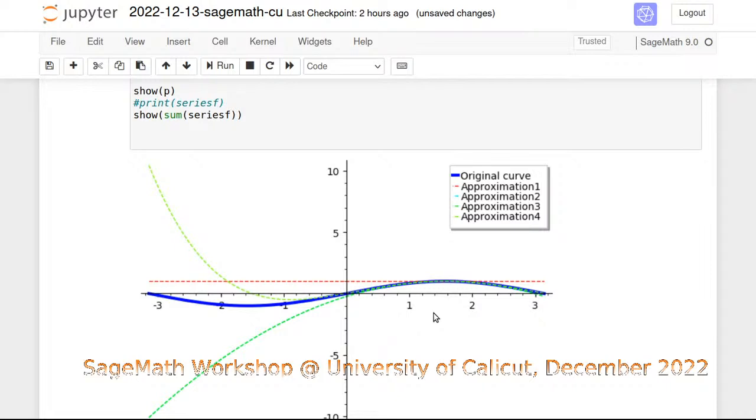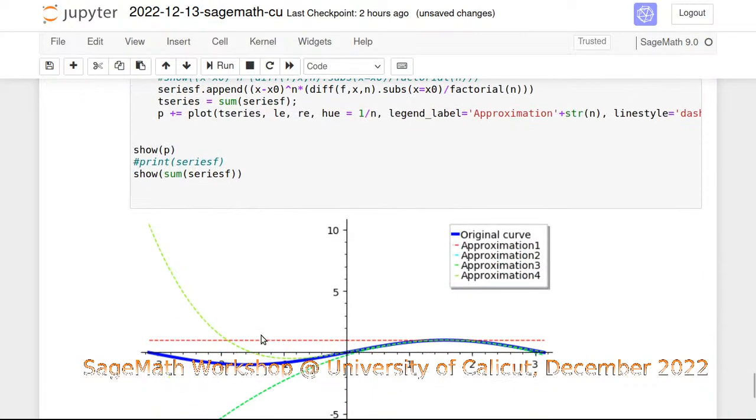You see this, that around pi by 2 the approximation is becoming very close to the curve, around this point between 1 and 2. But away from pi by 2, the curves are at different distances. You can see that when approximation 4 moves away from 0, it also moves away from the actual sine curve. See this. Therefore, the Taylor series approximation, if you are approximating at one particular value, is going to be valid only around that particular value.